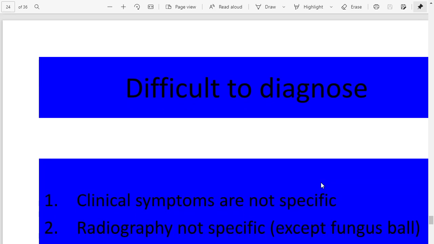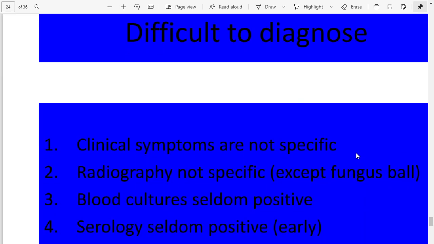Those are difficult to diagnose. Why? Clinical symptoms are not specific in most cases. Radiology is not specific, except in a fungal ball, where you can localize a lesion. Blood culture is never or seldom positive because the fungus does not reach the blood unless you get terminal, fatal cases. Serology is very useful but seldom positive in early stages.